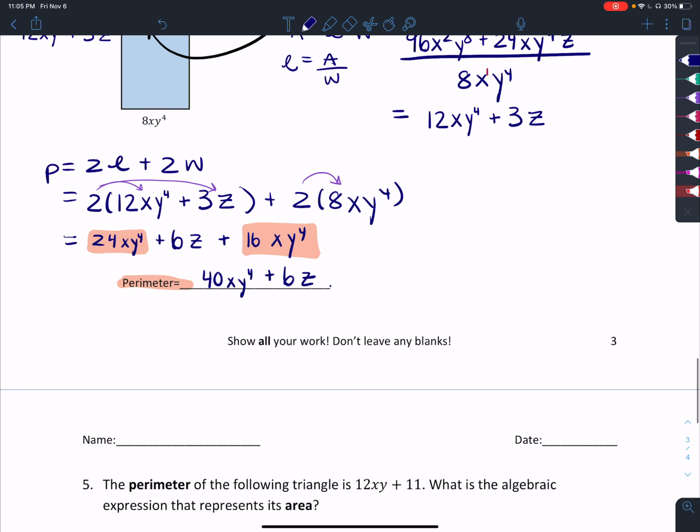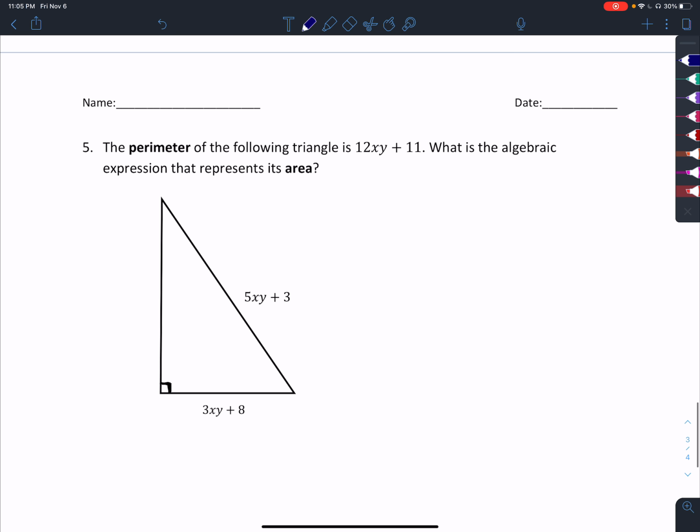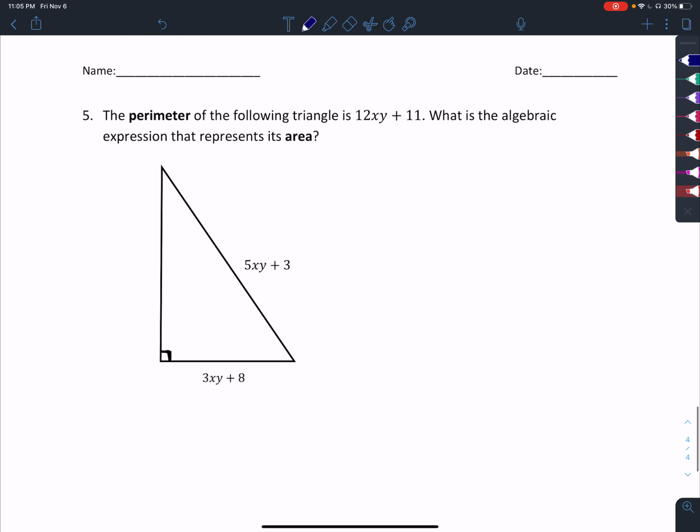Okay, so we are almost there. We're looking at number 5 now. So the perimeter of the following triangle is 12xy plus 11. What is the algebraic expression that represents its area? So area, that tells us that we have to look at the formula for area of a triangle. So that's base times height divided by 2. When we look at this picture, we notice that we have the base, but we do not have the height. That's what we're missing. We need the height.